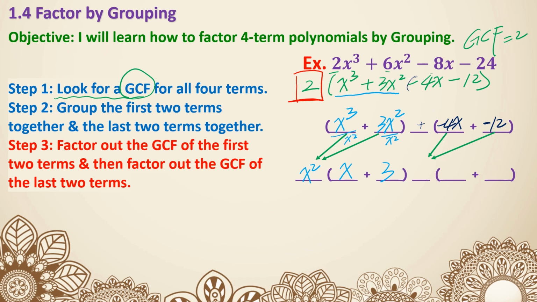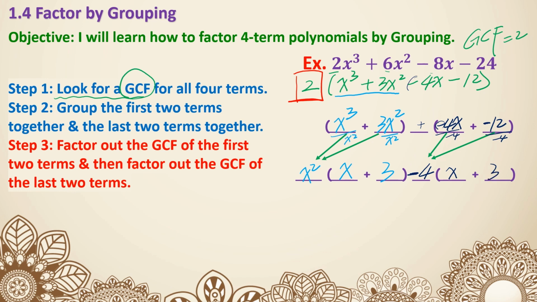Negative 4x and negative 12 do not share any x. The front is a negative sign, so you do need to factor out a negative sign. Between the 4 and the 12, you can factor out a 4. Next, if you factor out a negative 4, that means you're dividing each term by negative 4. You're going to have an x left for the back. Negative 12 divided by negative 4, you're going to have a positive 3 left.